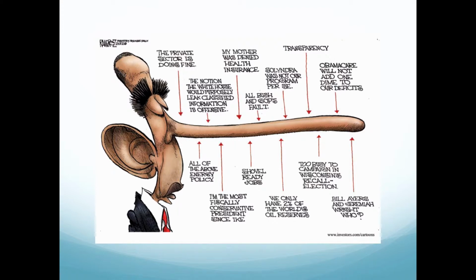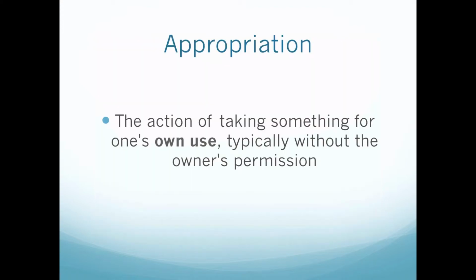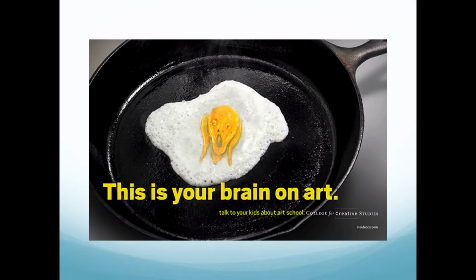Let's move on to appropriation. Appropriation is defined as the action of taking something for one's own use, typically without the owner's permission. In visual rhetoric, it generally refers to an image. In our example here, the image of a frying egg, along with the phrasing of the anchorage, has been appropriated from a well-known public service announcement, comparing it to your brain on drugs. The creators of this image have taken the PSA's image and phrasing for their own use.